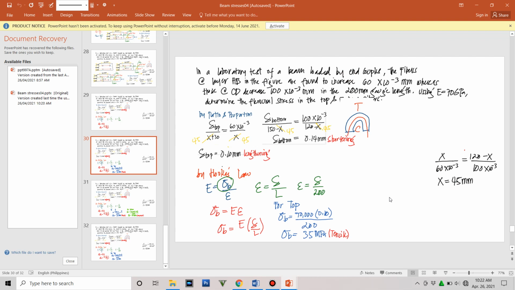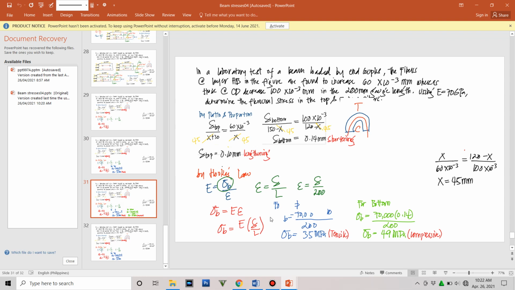So likewise, for compression or for bottom fiber, we have bending stress is equal to 70,000 times the delta 0.14 divided by the gauge length 200. So therefore, bending stress at the bottom portion is 49 megapascal. That will be compressive in orientation.